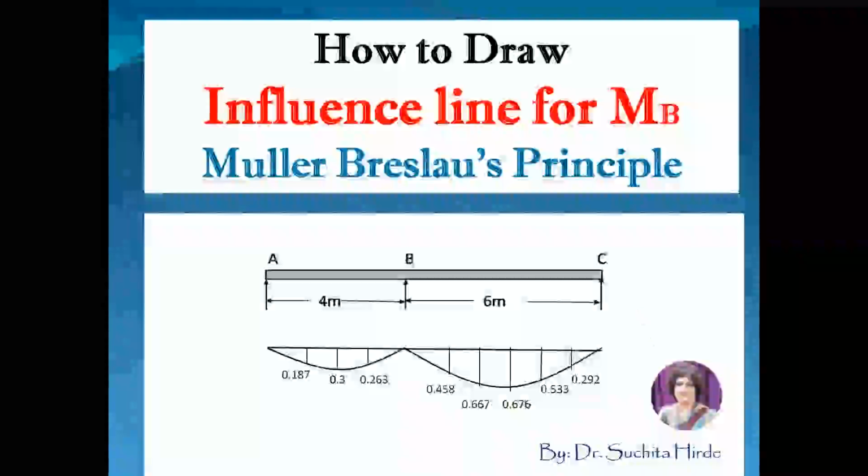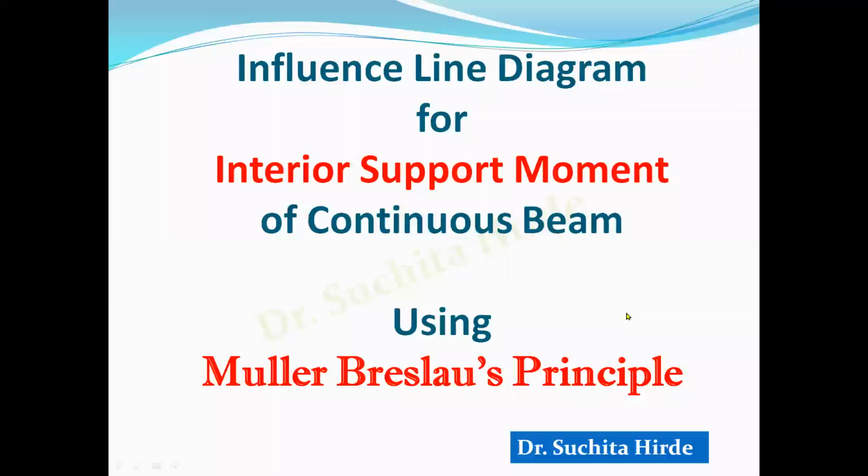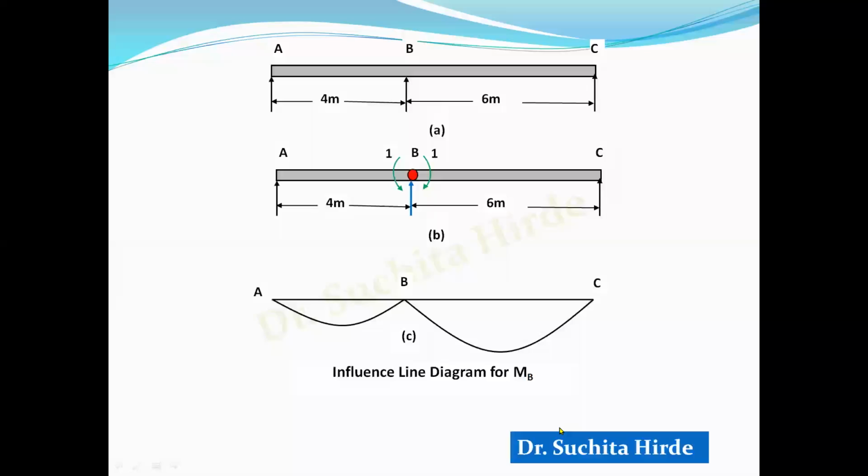Welcome to the video series on influence line diagram for indeterminate structure, in which we are learning how to draw ILD for various functions of a two-span continuous beam. In this video, you will learn the influence line diagram for interior support moment of a continuous beam using Muller Breslau principle, for which we will be considering a two-span continuous beam, and we are interested to know how to draw the influence line diagram for support moment at B and how to get this influence line diagram shape.